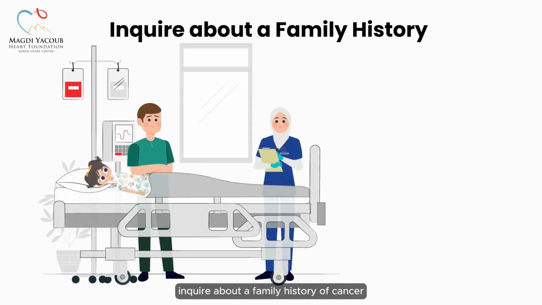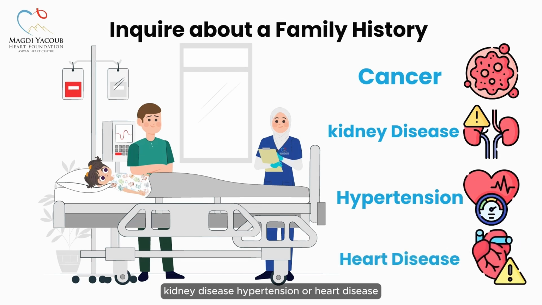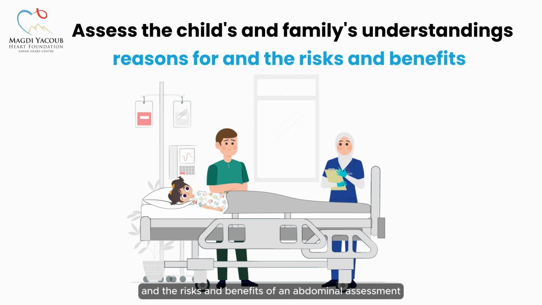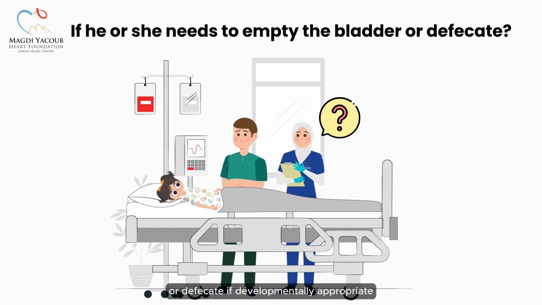Inquire about a family history of cancer, kidney disease, hypertension, or heart disease. Assess the child's and family's understandings of the reasons for and the risks and benefits of an abdominal assessment. Ask the child if he or she needs to empty the bladder or defecate, if developmentally appropriate.